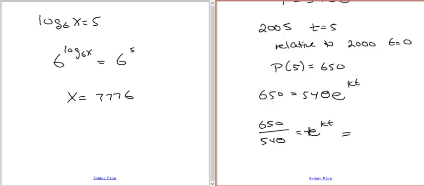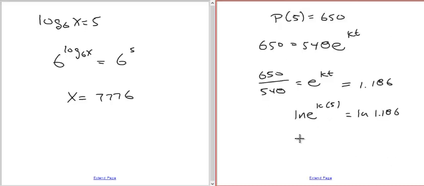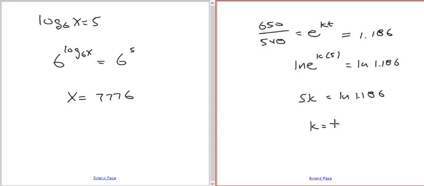So 650 divided by 548 is 1.186. So again, it's an exponential unknown, so we're going to take the natural log of e to the k, and t is 5, I forgot to do that, is equal to the natural log of 1.186. So here the inverse properties of logarithms and exponents, I get 5k is equal to the natural log of 1.186, or k is the natural log of 1.186 divided by 5.